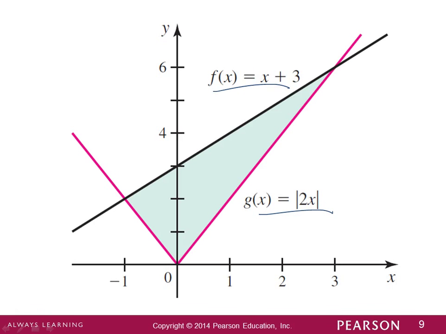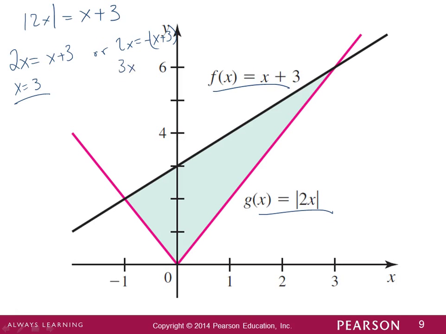So we need to find where these two intersect. You can either do it graphically or algebraically, but let's do it algebraically because that's more fun. So if we have the absolute value of 2x is equal to x plus 3, that means that 2x is equal to x plus 3, or 2x is equal to the negative of the quantity x plus 3. And so over here we get x is equal to 3, so that's one of the intersection points. And over here we end up getting 3x is equal to -3, so x is equal to -1. So we know our interval is from -1 to 3, and so we want to integrate.